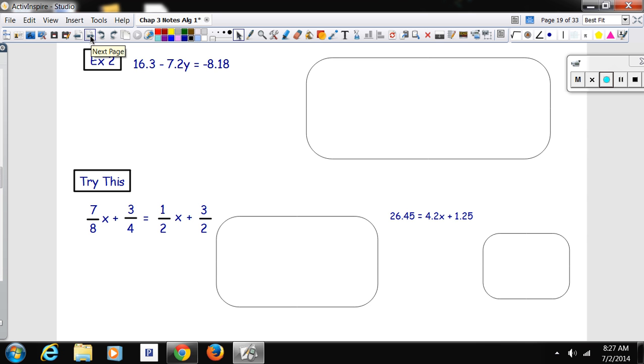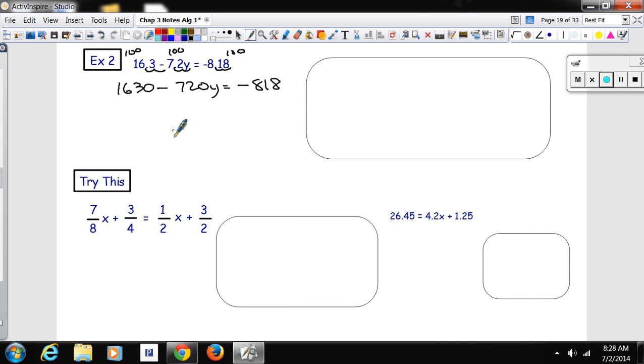Okay, example 2 has decimals in it. If you notice, this one needs to get moved 2 places. So what I would do is multiply everything by 100. Now, actually, in the calculator age that we live in, using decimals isn't that bad. You can just type it into your calculator. If you don't want to multiply by 100, you don't have to. But multiplying by 100 moves this decimal over. So you get 1630 minus, and you move this over 2, it would be 720y. Negative, you move this over 2, and you get negative 818, and now the decimals are gone.